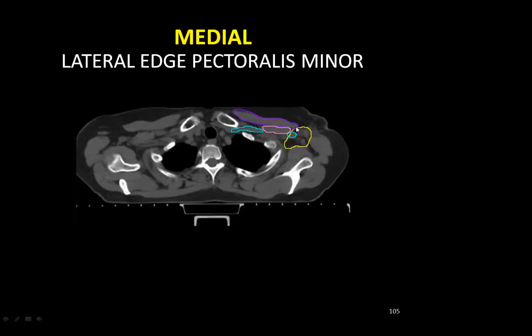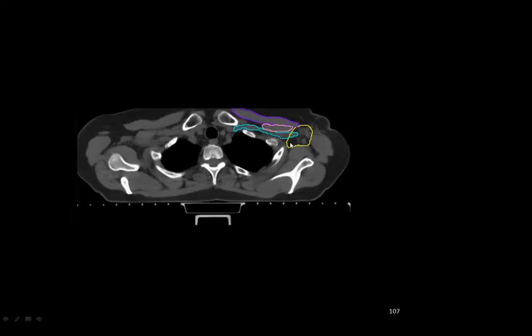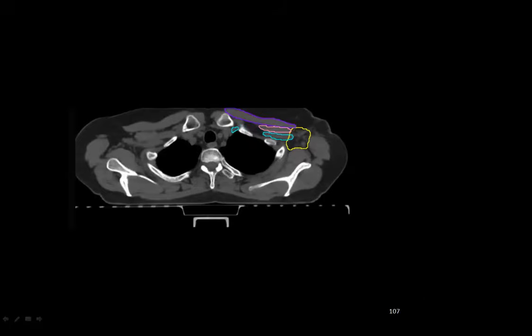Then medially, it is the lateral edge of the pectoralis minor muscle. This is the axillary vessels. The medial boundary is the lateral boundary of the pectoralis minor muscle. Posteriorly, the anterior margin of the subscapularis muscle. The muscle deep to the scapula is the subscapularis, and the posterior boundary is the anterior margin of the subscapularis. So you can go down contouring.